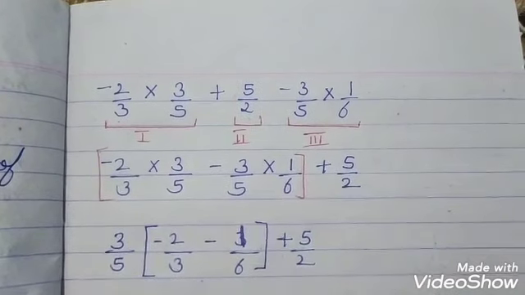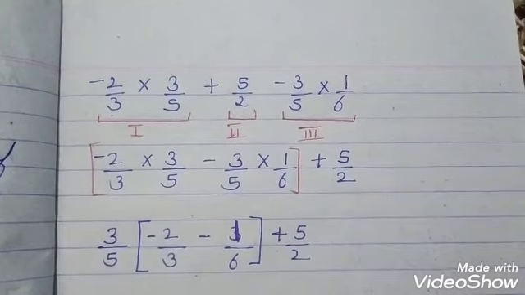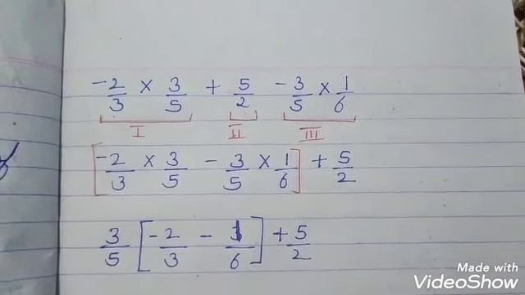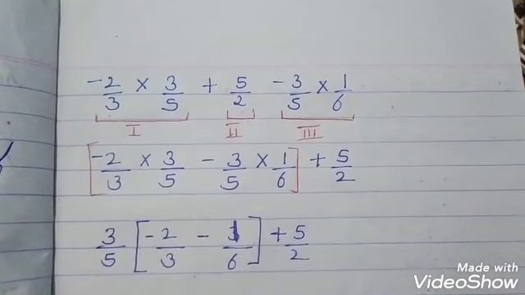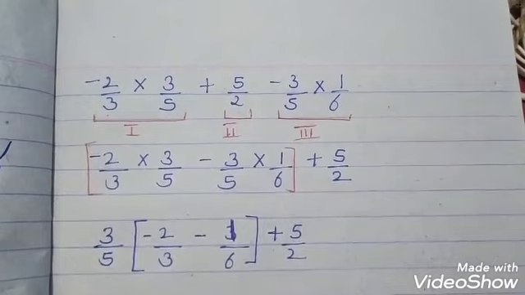So students, it is clear from the question. In this question, there are three terms. First term is minus 2 upon 3 multiplied by 3 upon 5. Second term is 5 upon 2. And third term is minus 3 upon 5 multiplied by 1 upon 6.